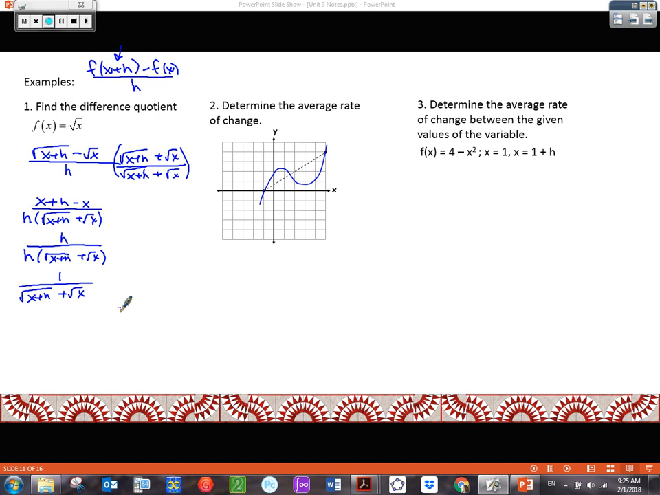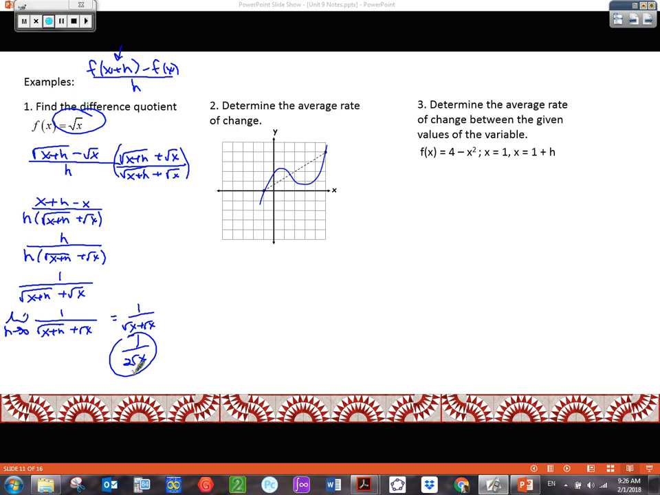Now, if we were in calculus and we wanted to find the derivative, we would go one more step. I'm just going to show, we're not going to do that in this, but I want to show you where you're going next year. So we would do the limit as h goes to 0 of the difference quotient. Do you see what would happen if we substitute a 0 in for h? See what we get? We would get 1 over root x plus root x, and that's just 1 over 2 root x. This is the derivative of that. That's what we would have found. We would have found the derivative.